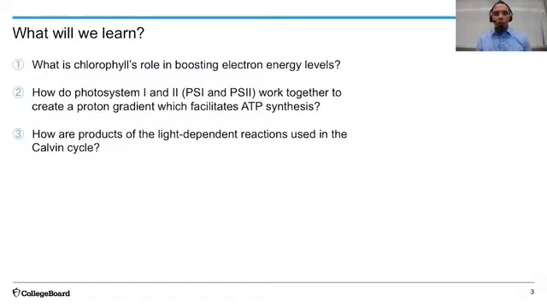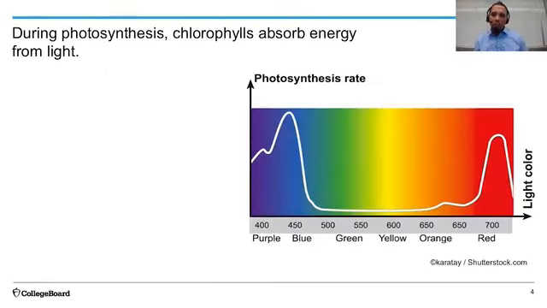So what will we learn? What is chlorophyll's role in boosting electron energy levels? That's important because by energizing those electrons is how we can transfer energy. How do photosystem 1 and 2 work together to create a proton gradient which facilitates ATP synthesis? And how are the products of the light-dependent reaction used in the Calvin cycle? There's a lot of content in this video, so you may want to pause it, go through and find some vocabulary words you might not be familiar with.